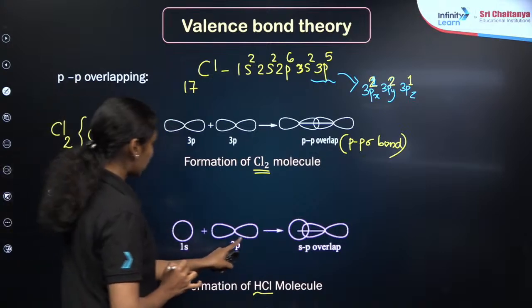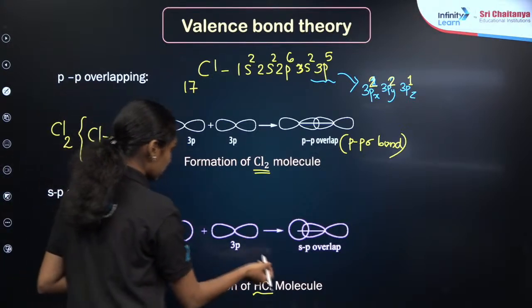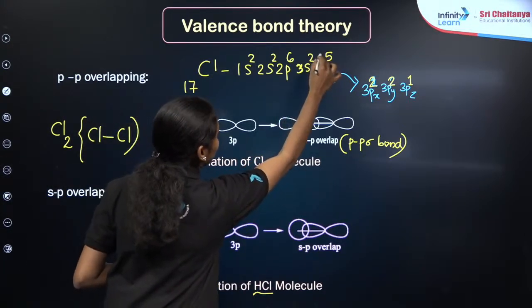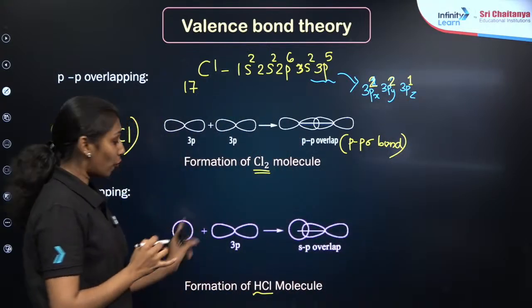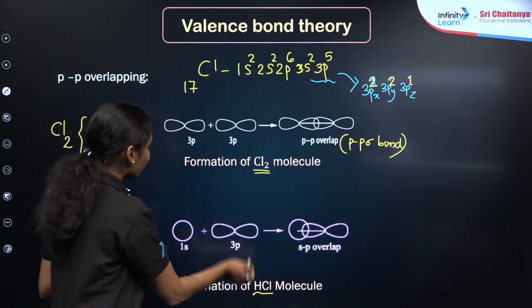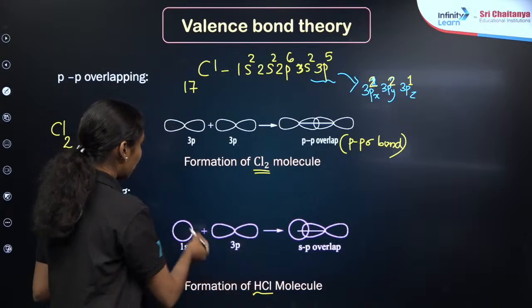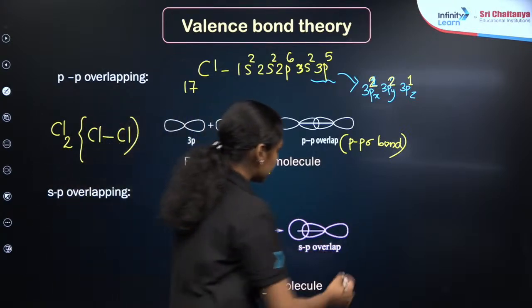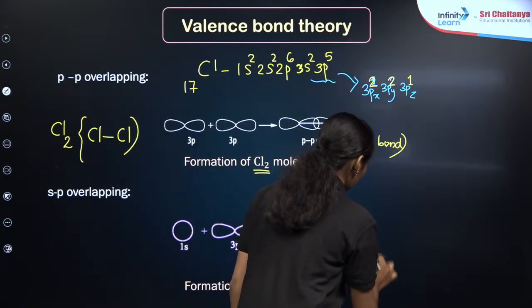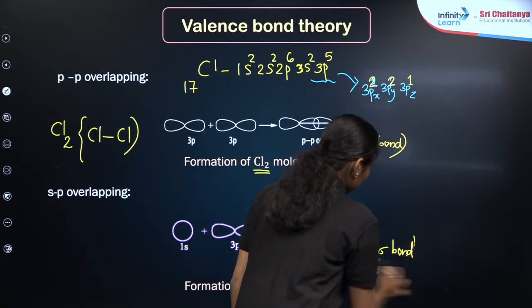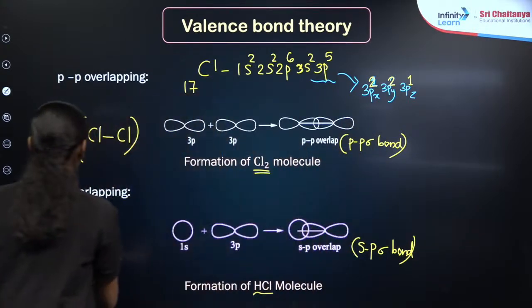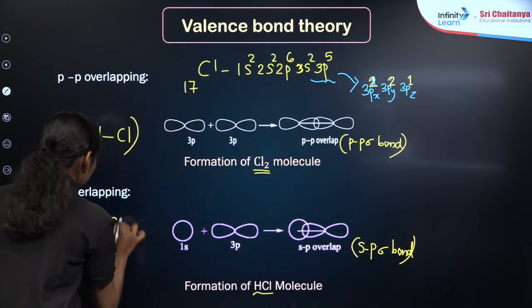And what about here, 3p? In the case of chlorine, it will be the 3pz1. So the 1s orbital of hydrogen will overlap with the 3pz1 orbital of chlorine to form sp overlapping. It represents the sp sigma bond. This sigma bond formation is responsible for the HCl single bond. Clear?